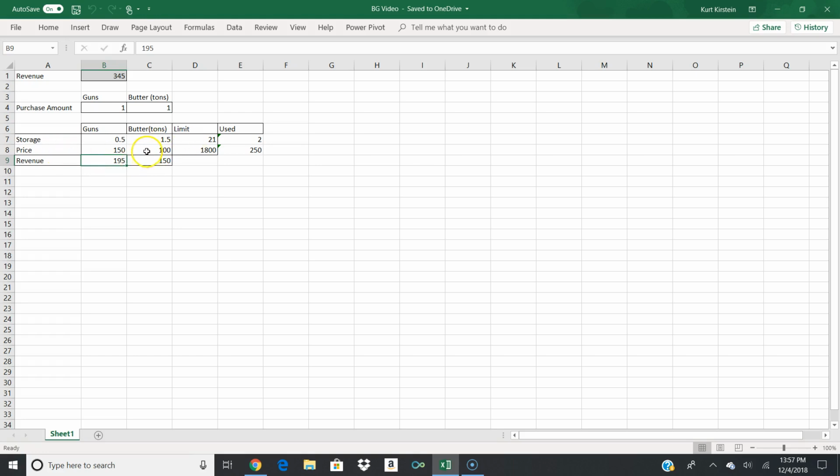The other thing he can do is create a ton of butter at $100. He can sell that at $150 for a $50 profit. Okay. Now remember the premise of the story is that we're trying to figure out the best possible combination of guns and butter. There are a couple rules that we have to follow.